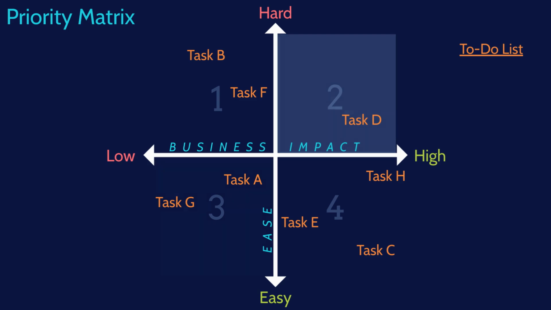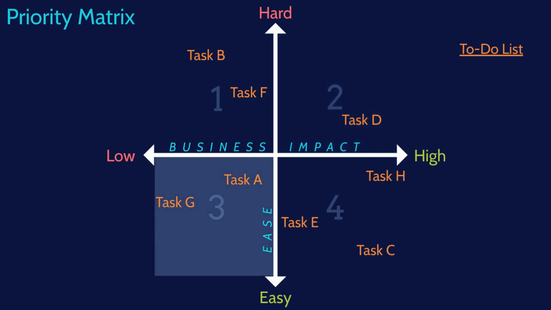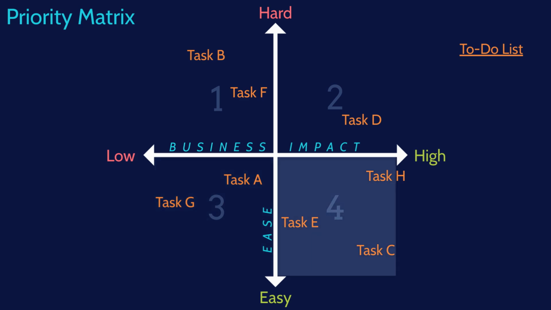In Quadrant 3 will be your easy-to-do, low-impact activities. These are a low priority and should be done as time fillers or when they are a precursor to activities with a higher impact goal. And in Quadrant 4 are your easy-to-do, high-impact activities. These are your quick wins and should most likely be your top priority.